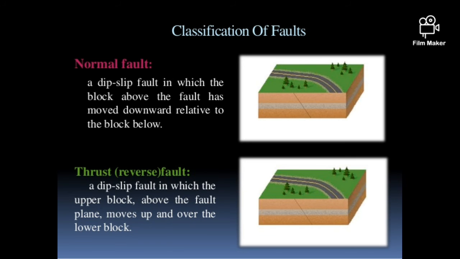Classification of faults. Normal fault. A dip-slip fault in which the block above the fault has moved downward relative to the block below. Thrust reverse fault. A dip-slip fault in which the upper block, above the fault plane, moves up and over the lower block.